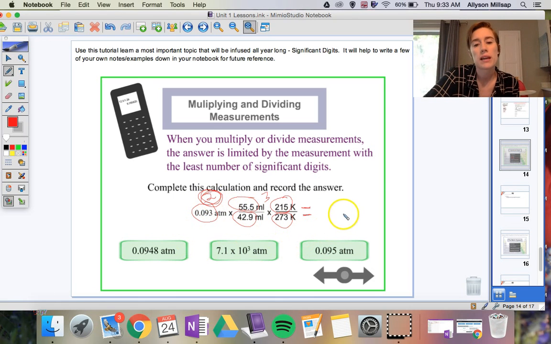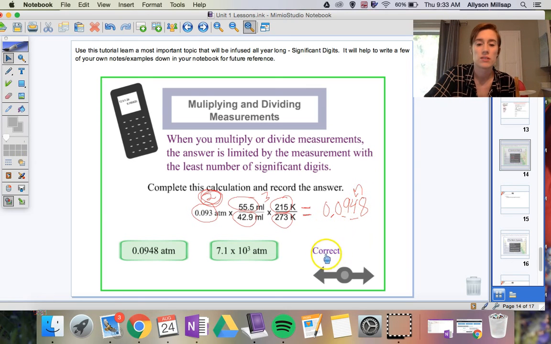So when I plug this into my calculator, you are going to get 0.0948. Now, is that your answer? No, because we can only have 2 significant figures. So I can have the 9 and I can have the 4, but I can't have the 8. This has to go. But since the 8 is greater than 5, I can round up the 4 to a 5. So it's 0.095. And that is it for our video on how to round our answers when we're multiplying, dividing, adding, and subtracting.